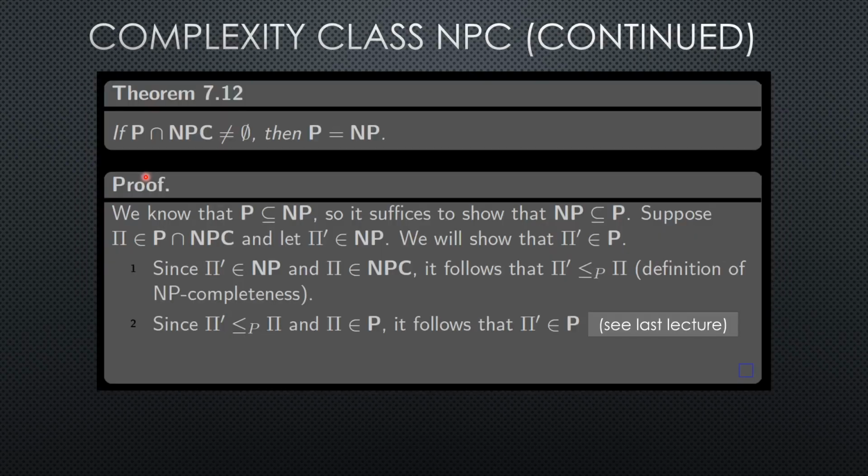Okay. So here's an interesting theorem about the complexity class NPC. If there's any problem that's NP complete, but that also has a polytime solution, so it's in P and also in NPC, then actually there's no difference between P and NP. The two complexity classes will collapse and become identical. So let's see why that's the case.